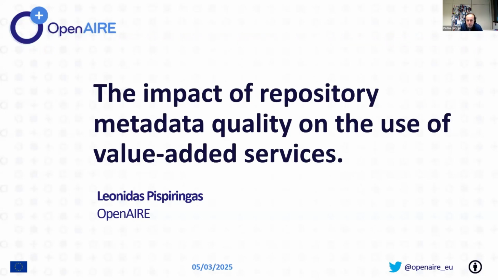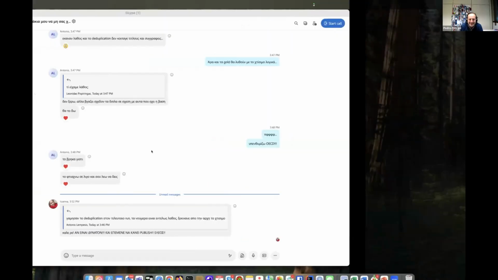So Leonidas will try to make clear, from the portfolio of services that we have, which are the differences depending on the quality of the metadata that we have, and the differences from what we can provide to you, based on the fact that you are providing content to OpenAIRE.